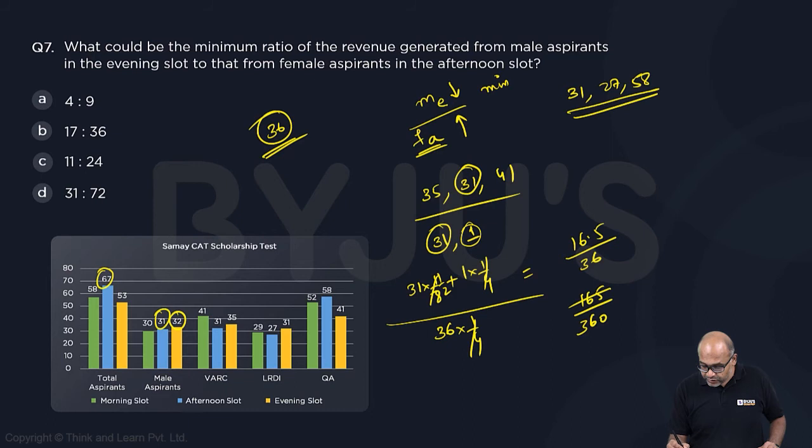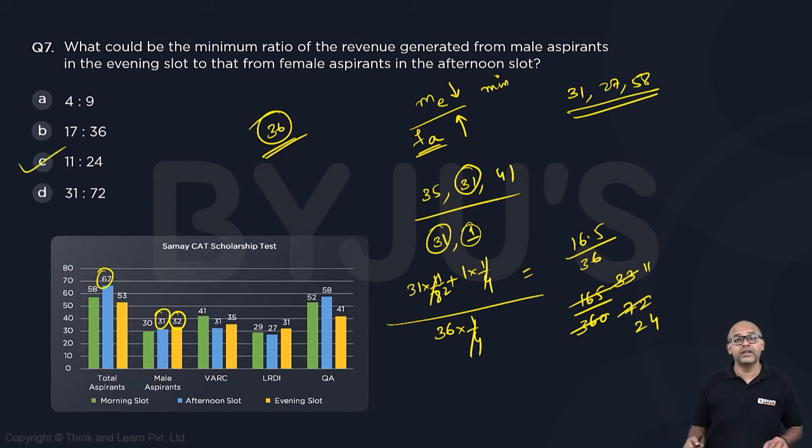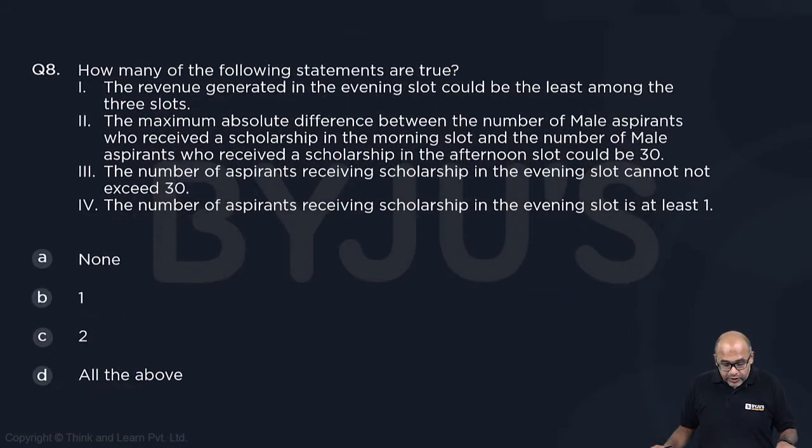11 doesn't go, so 5 3s are... 5 7s are 35, 5 2s are... 3 11s are... 3 2s are 6, 3 4s are 12. 11 by 24, option C is your answer, right? Moving on to the next question.